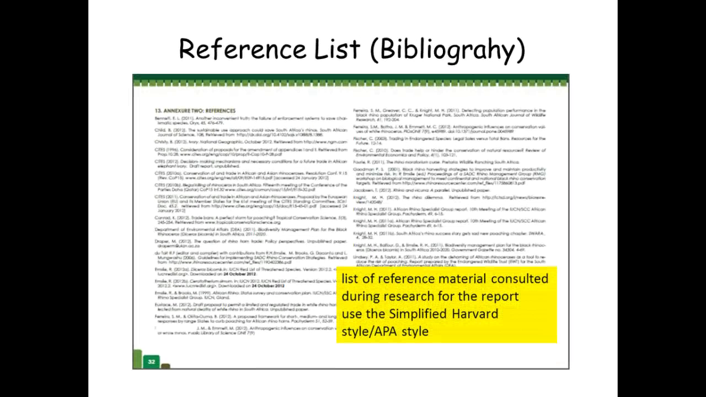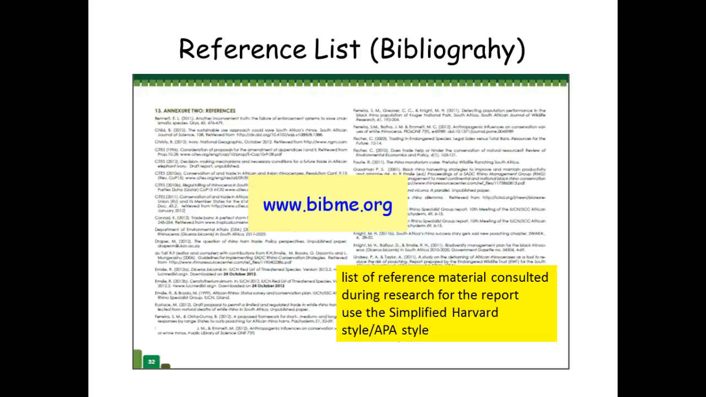Then the reference list. Obviously you need a bibliography. You should use the simplified Harvard style or the APA style. There's a program on the internet called BibMe. It's available at www.bibme.org. We'll see that at the end of the lesson. It's very useful to help you draw up your reference list or bibliography.